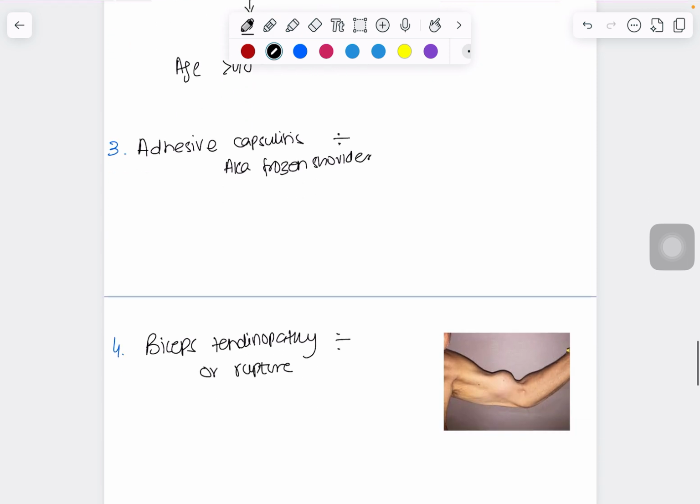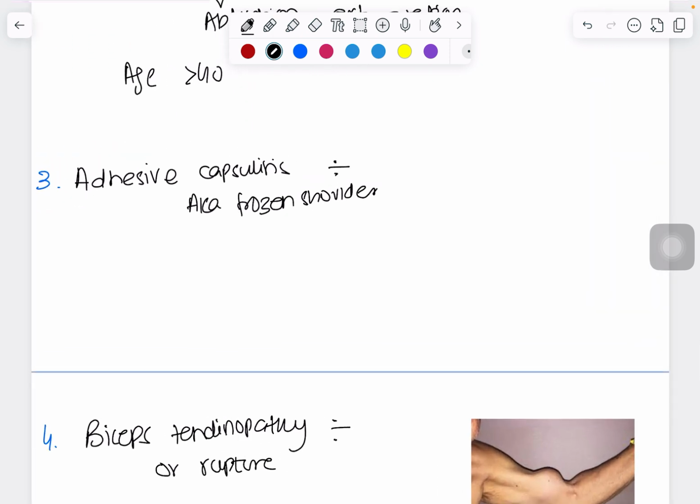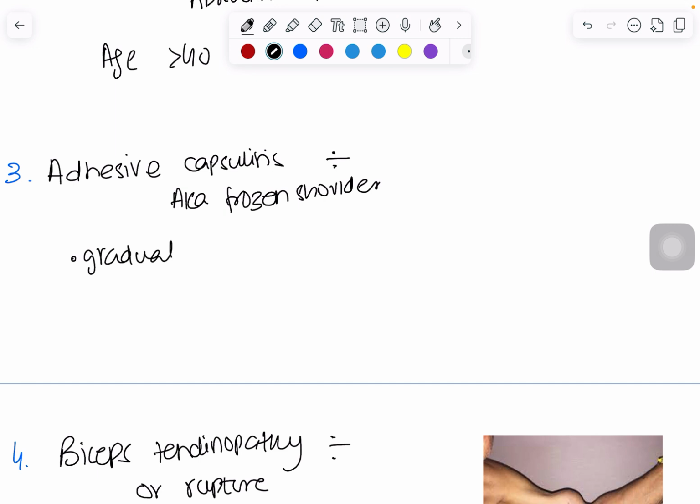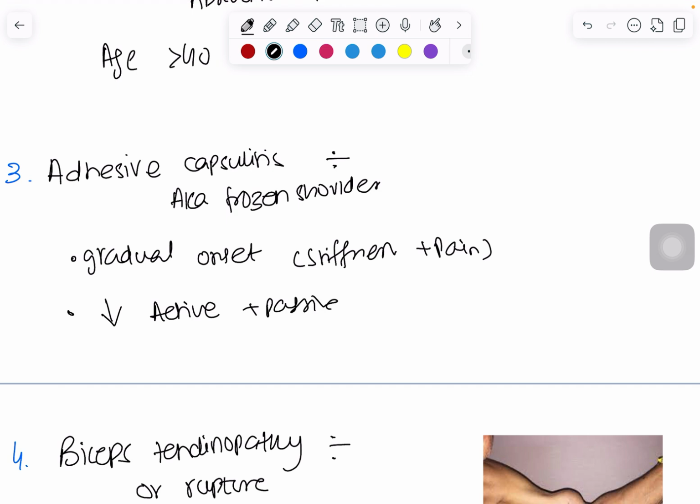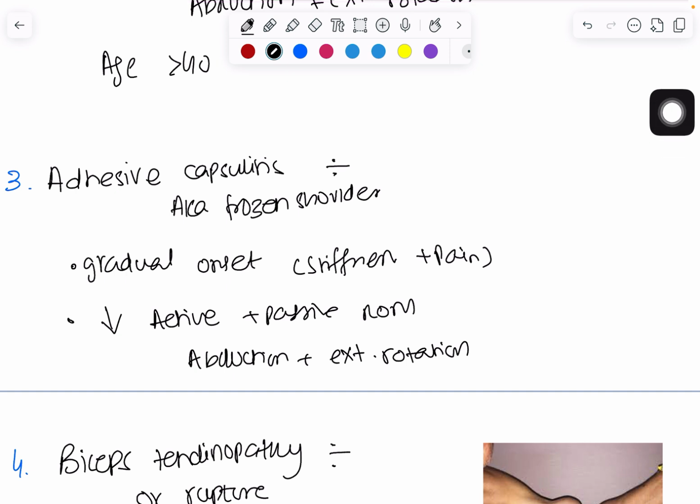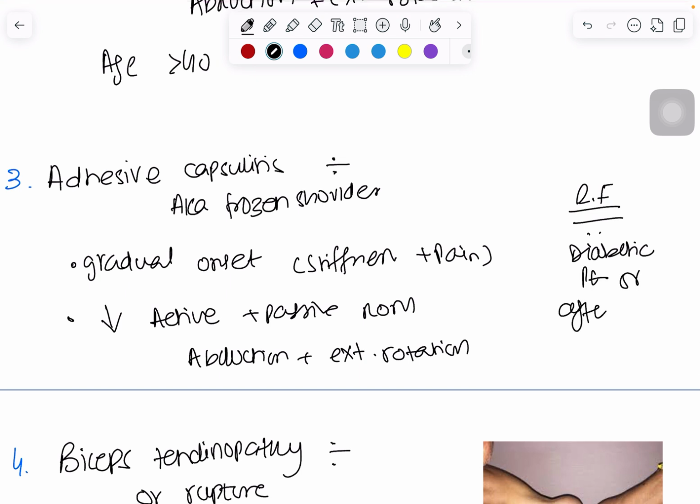Then we have adhesive capsulitis, which is also known as frozen shoulder in common language. This is more gradual in onset, and there's more stiffness and pain. There is decreased active and passive range of motion, especially abduction and external rotation. Sometimes there are certain risk factors present. Sometimes the question stem will mention a diabetic patient, or it might even happen after immobilization of the shoulder joint.